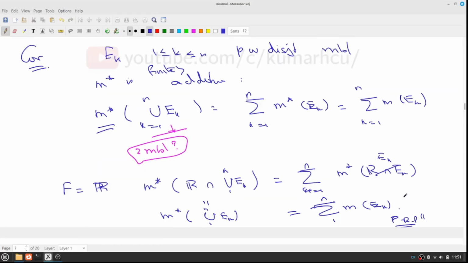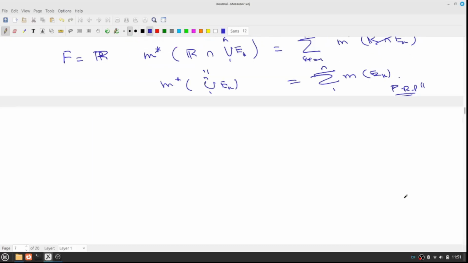So understand, we have to be careful. What we proved was that m star is finitely additive on the class of measurable sets, but we still have not proved the union is measurable. These are the small subtle things you want to keep in mind. If you keep on writing the proof, taking down notes, you will not understand these things.